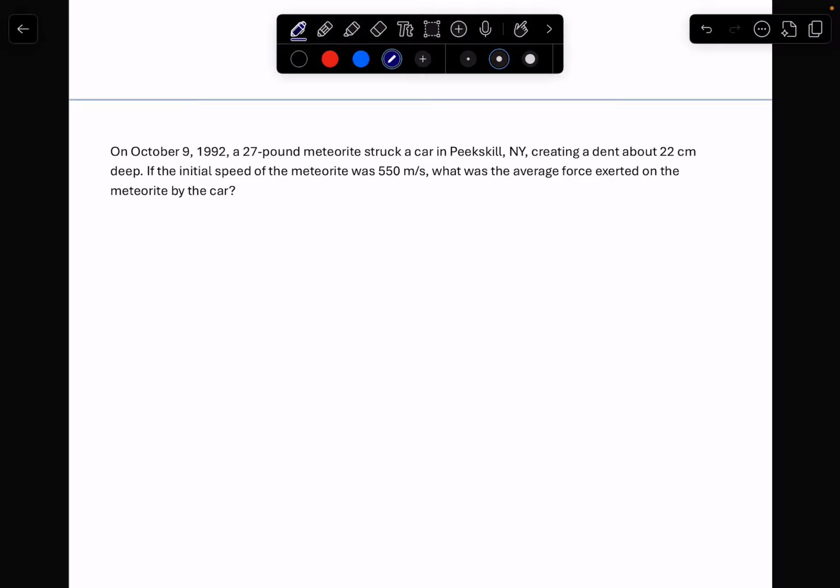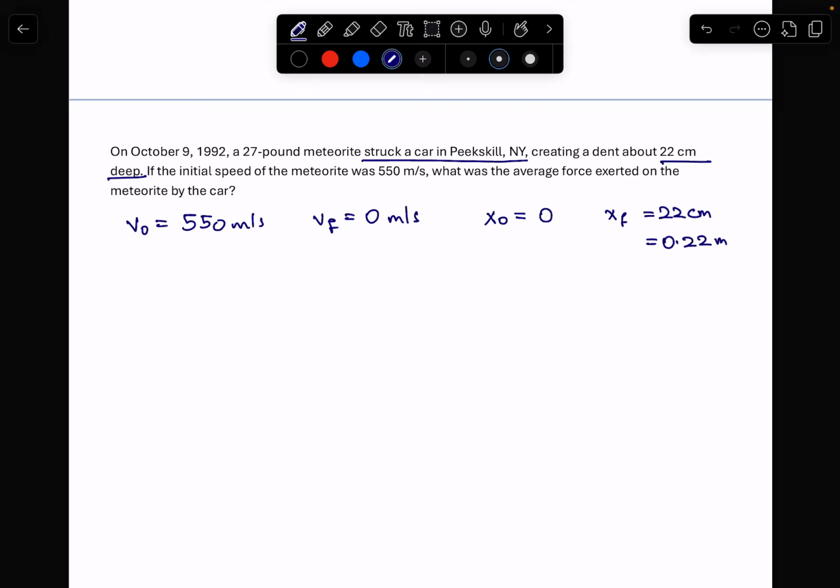So here a meteor strikes a car and creates a dent 22 centimeters deep. Its initial speed is equal to 550 meters per second. It comes to a stop, of course, finally, so its final speed will have to be 0 meters per second. And it created a dent of 22 centimeters. So if I consider my x0 as 0, then my x final is 22 centimeters, which is equal to 0.22 meters.